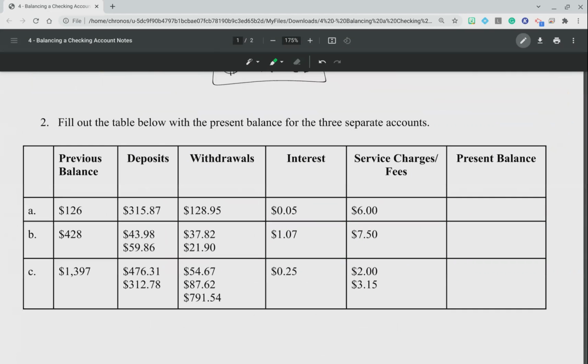Now we're going to try a few more. We're given a previous balance, we're given all of this, and then we have to find our present balance for each of these. Just as a reminder, deposits are added, interest is added, but withdrawals are subtracted and service fees are subtracted.